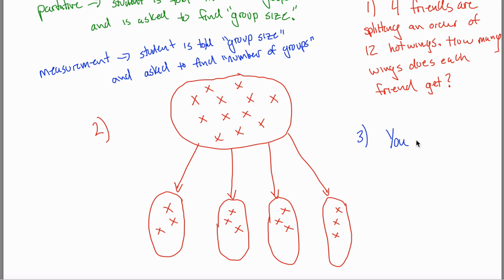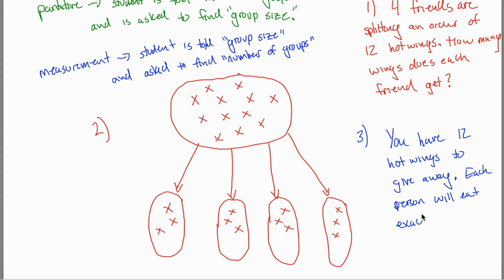So you could do something like: you want to share, because that makes it sound like you're going to have some too. You want to give hot wings away. I'm doing this horribly. You have, let's give the number at the start here. You have 12 hot wings to give away. Each person will eat exactly 3 wings. How many folks can you feed?